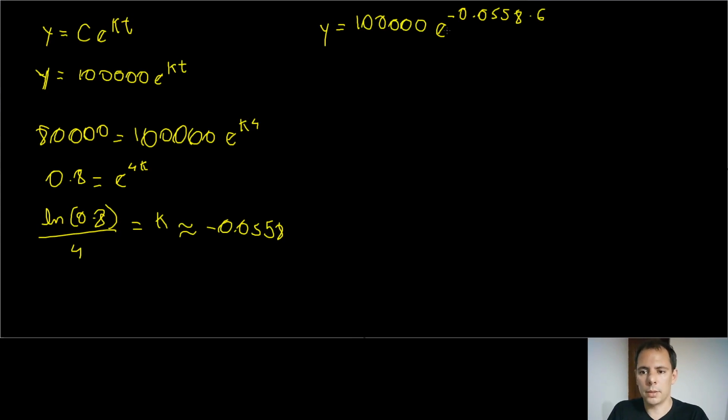So at the 6th month, what is it going to be? You do minus 0.0558 times 6, and you elevate e to this power and you multiply by 100,000. So this is going to be approximately 71,500 units per month. So first you had 100, after 4 months you had 80, and after 6 months you have this. So you know that it's declining.